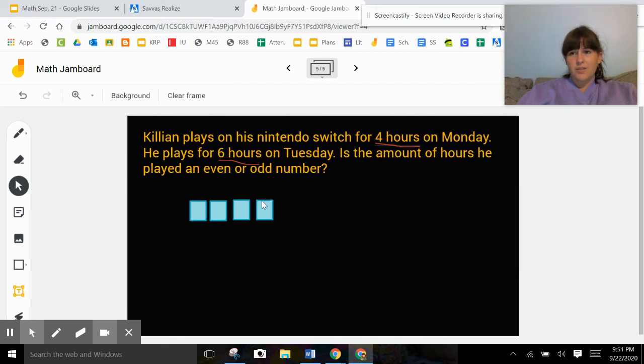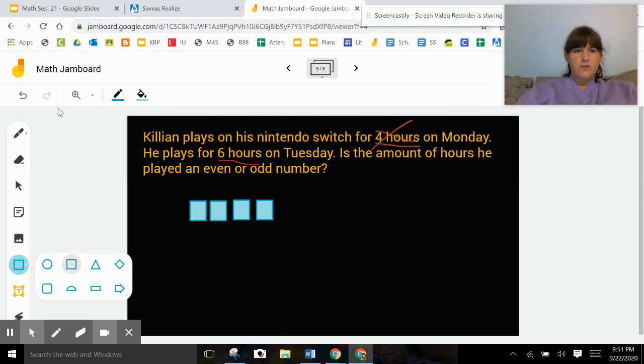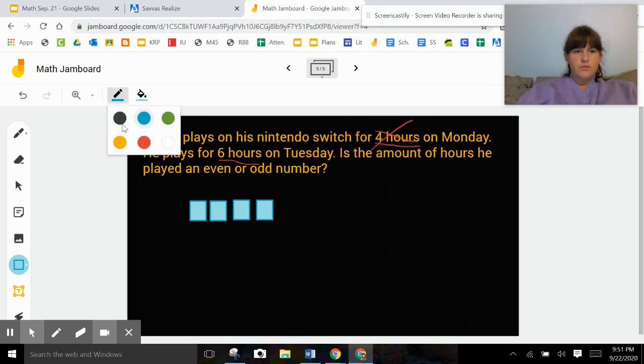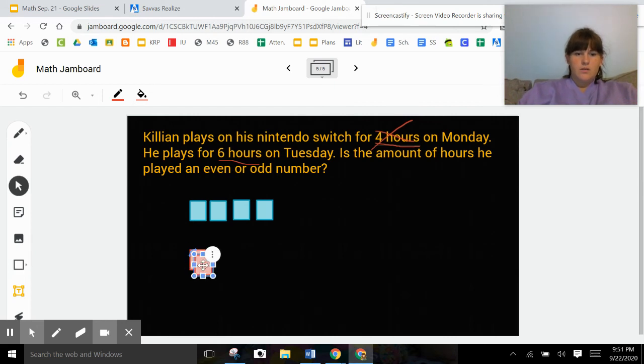And you guys can draw cubes like this on a piece of paper to be able to solve those problems in your math workbook that you're doing today. Okay, so I've got the 4 hours on Monday. I'm going to cross that bad boy out. Took care of him. Now I need to show my 6 hours on Tuesday. Let's do red and red. 1, 2, 3, 4, 5, 6. I'm going to line those up.